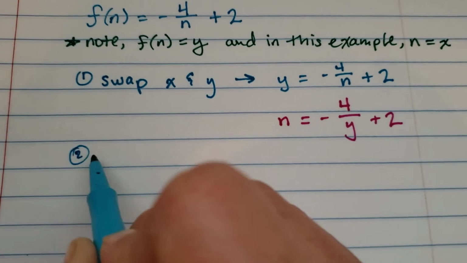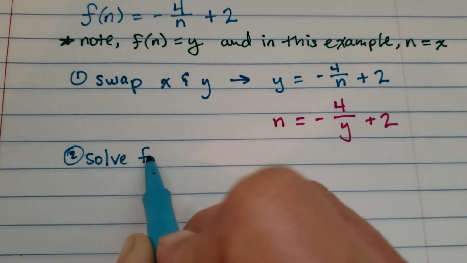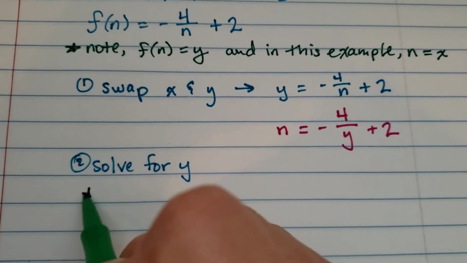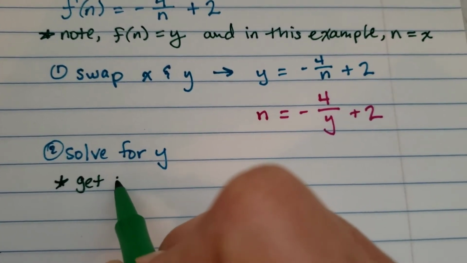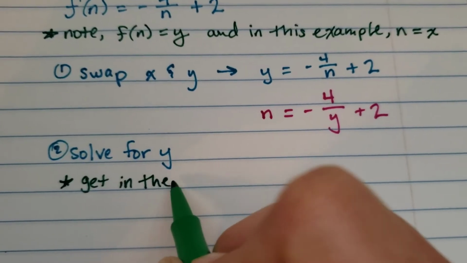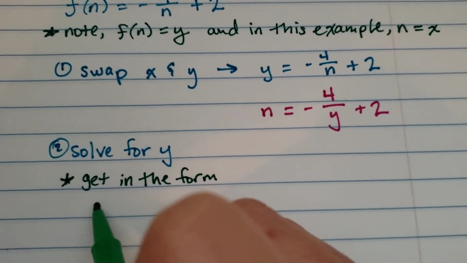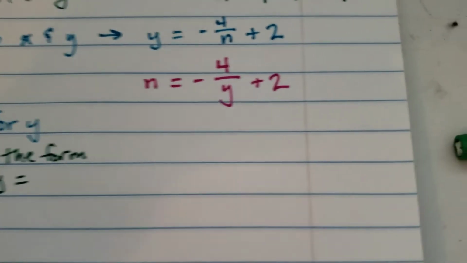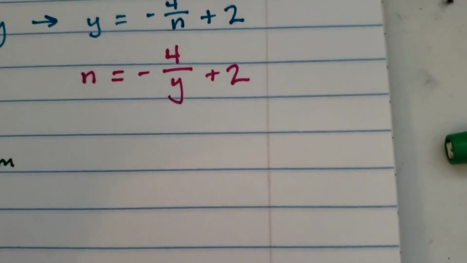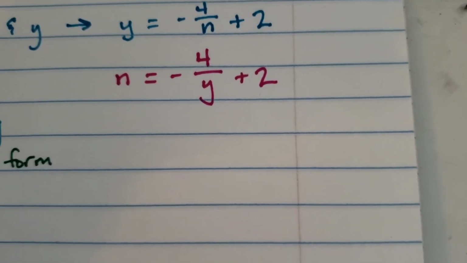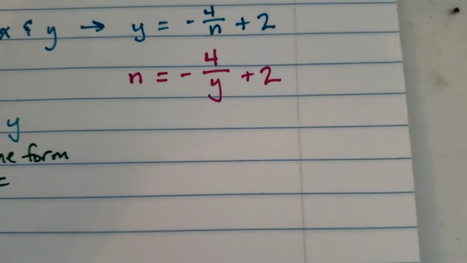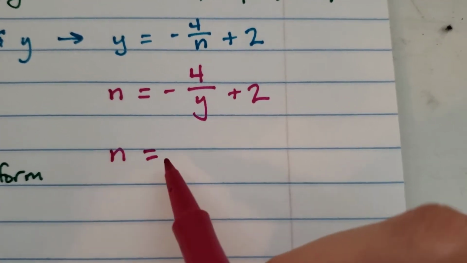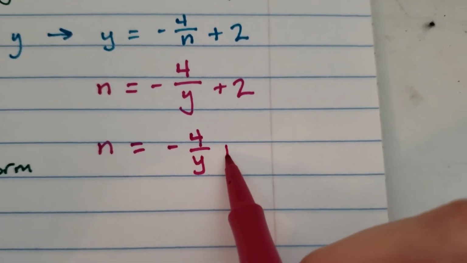Step 2. Now that they're swapped, I'm going to solve for y. What that means is get it in the form of y equals. Okay, I want to get the y by itself. So right now I have n equals -4 over y plus 2. I want to get that swapped around.